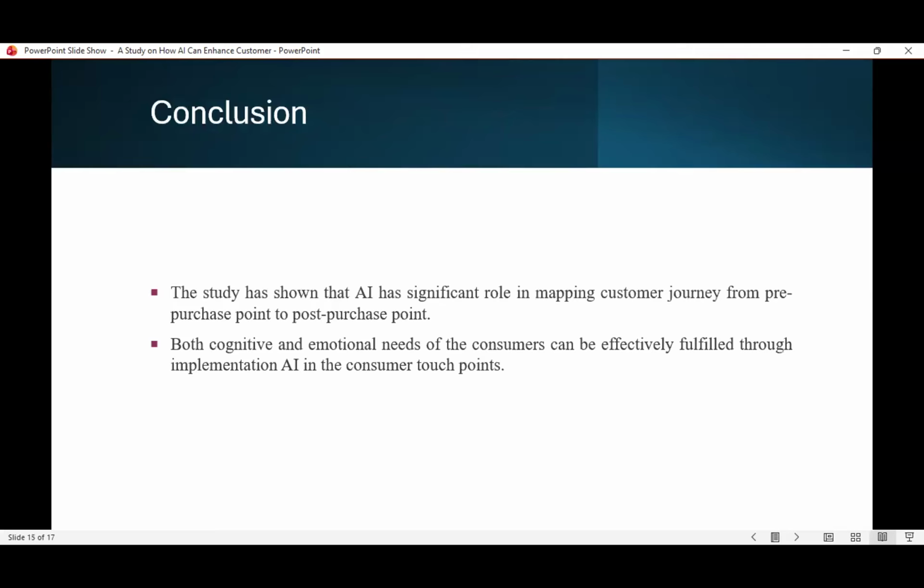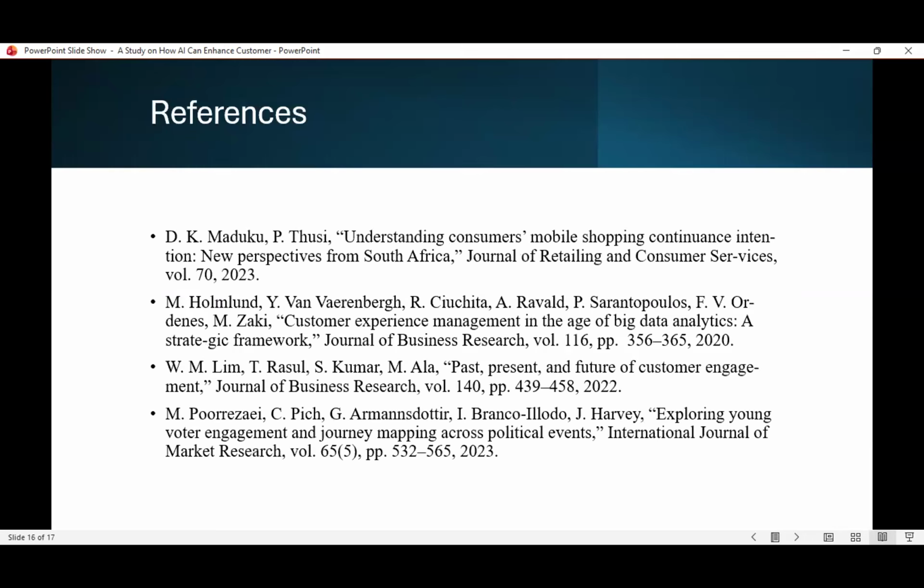So, coming to the conclusion part, this particular study has shown how AI is significant in mapping the consumer purchase journey, starting from the pre-purchase point to the post-purchase point, and how it is improving or helping the consumer engagement process. And both the cognitive and emotional needs of the consumer, which are the utilitarian and hedonic values, can be effectively fulfilled by the implementation of AI at the consumer touch points. These are a few references of this study.